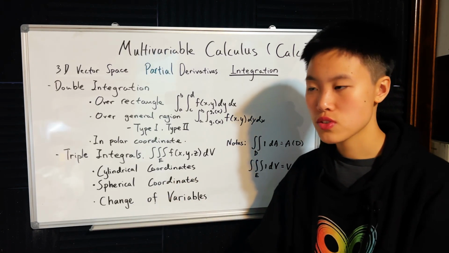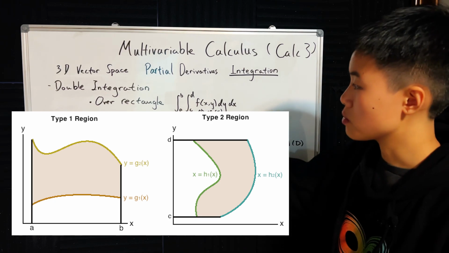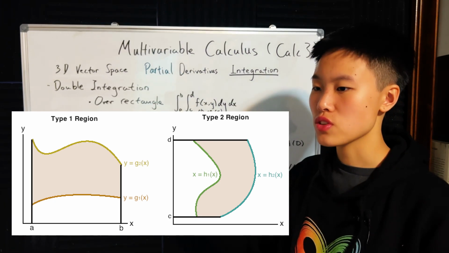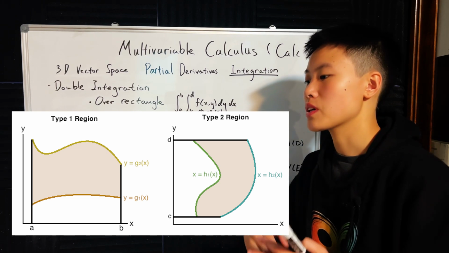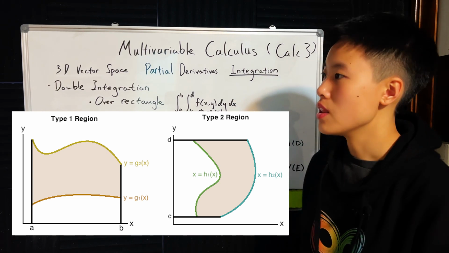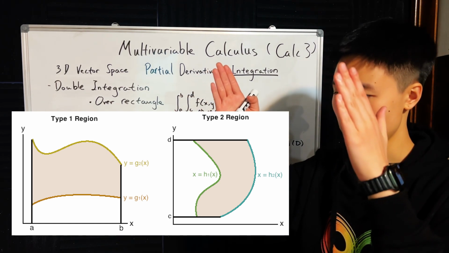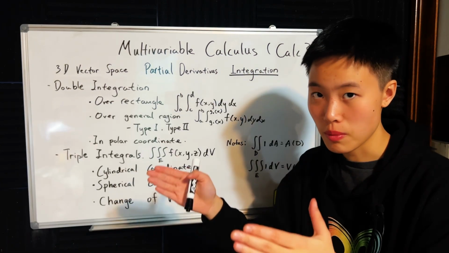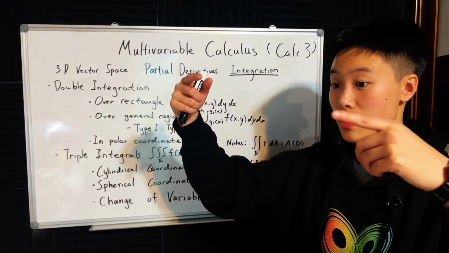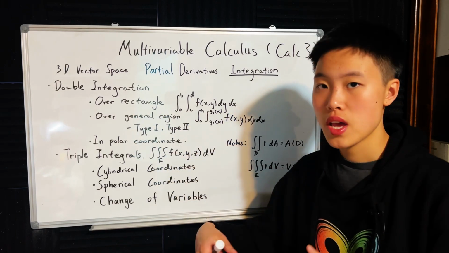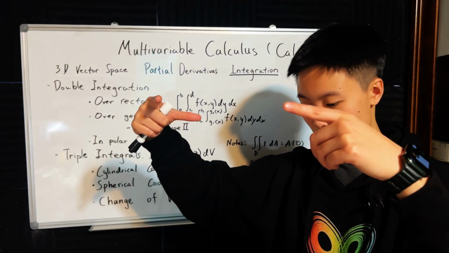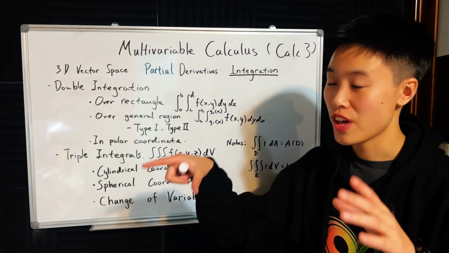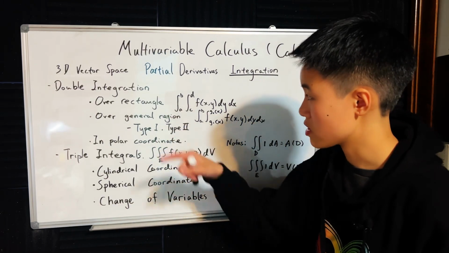So I'll show some pictures here of the difference between type 1 and type 2, where you have two functions with respect to either x or y, and then you're going to find the region between them. That would be a general region, and you can use that to find the volume of the surface below that bounded region instead of a rectangle.